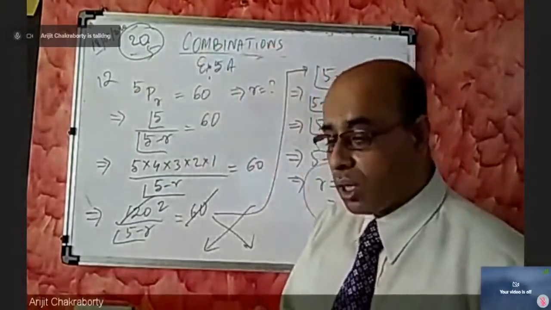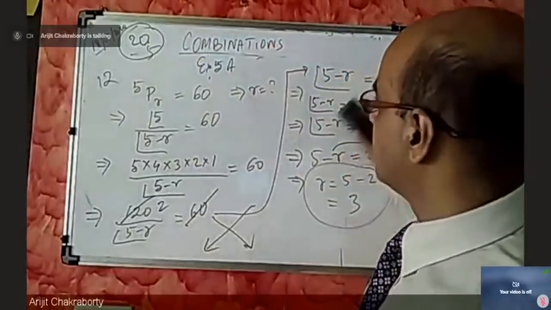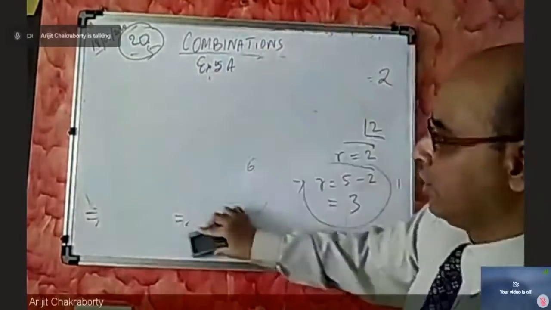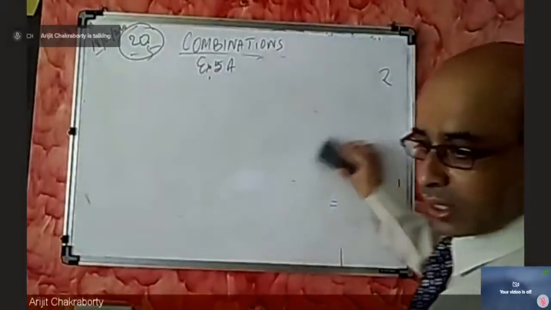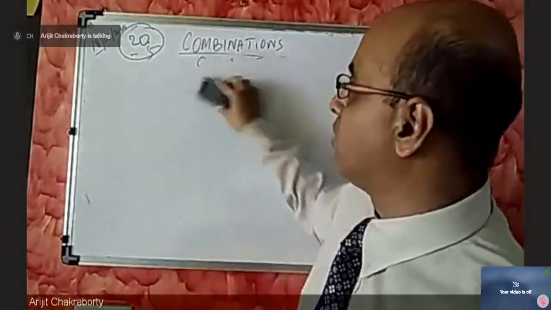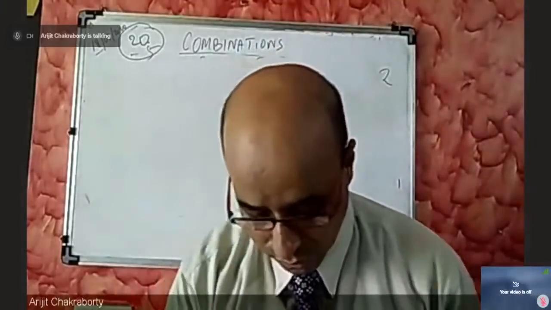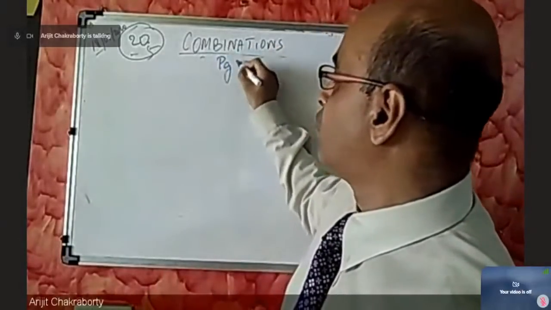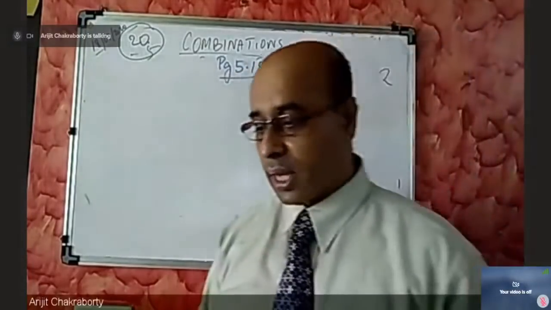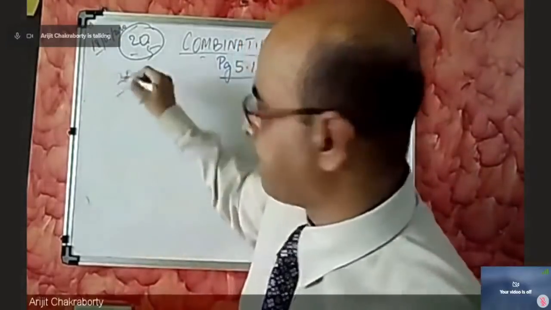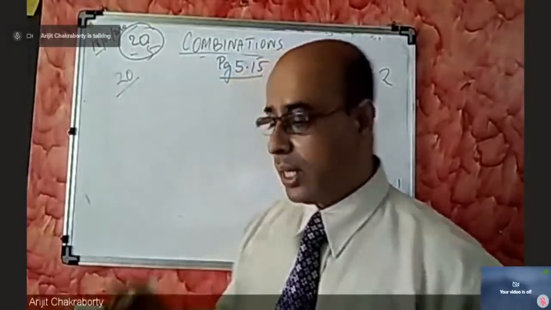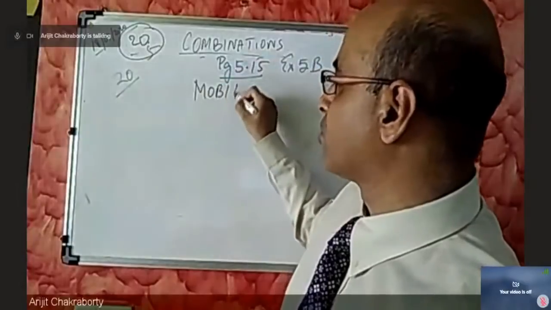Okay. Now we move on to exercise 5b. B for Bravo. We are moving to exercise 5b and the number is number 20. Please move to page 5.15. So page is 5.15, exercise number 5b, and let us take up number 20. Okay, the question is, let us write the word mobile. You can see the question in front of you.